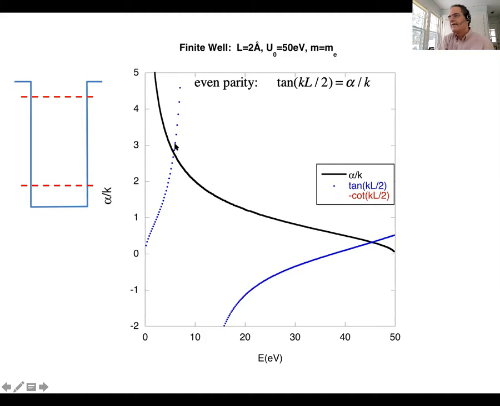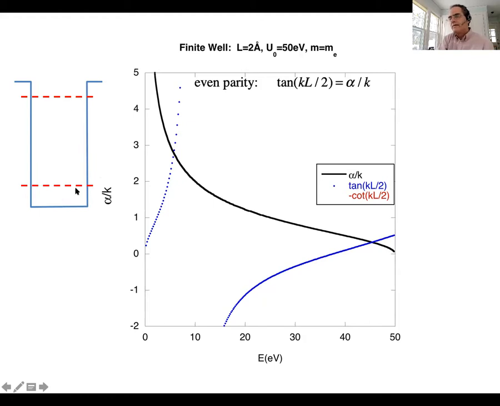Can you see that this function has two places where it intersects the black curve? This one at an energy of about 6 or 7 electron volts, and this one at an energy of about 45 or 46 electron volts. So those are the energies of two bound states. The first one is the ground state, the lowest bound state, and the other one is an excited state.